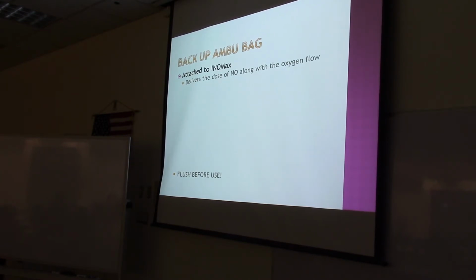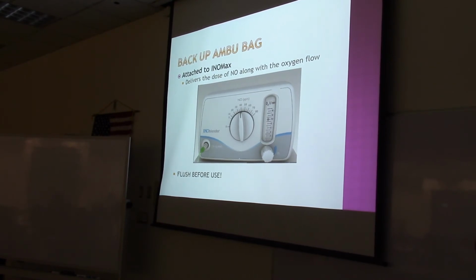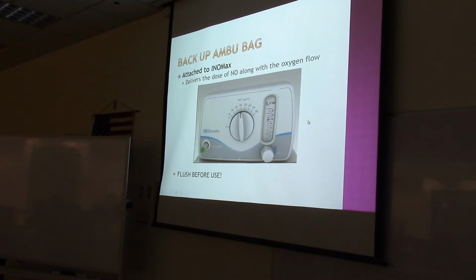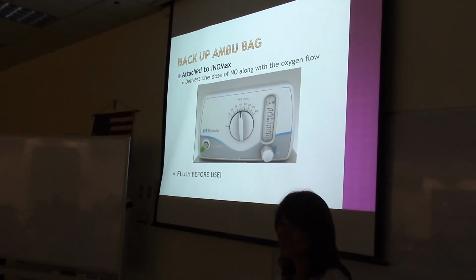Here's the picture. On the side, you've got a module that allows you to attach your Ambu bag, oxygen supply tubing, and where you're delivering the oxygen and nitric oxide. Then you select the same parts per million that you're delivering through the ventilator circuit, and you turn on your gas flow. Down here it says flush before use. Do you know how to flush a self-inflating Ambu bag? You just squeeze it. That's the purge.